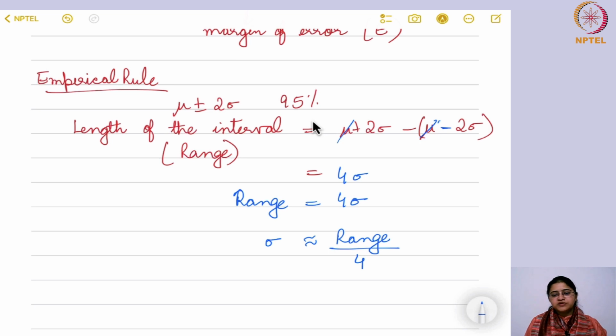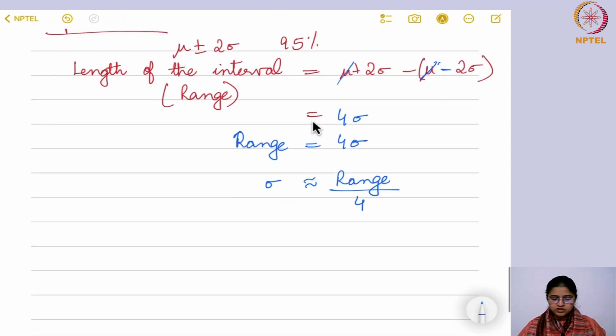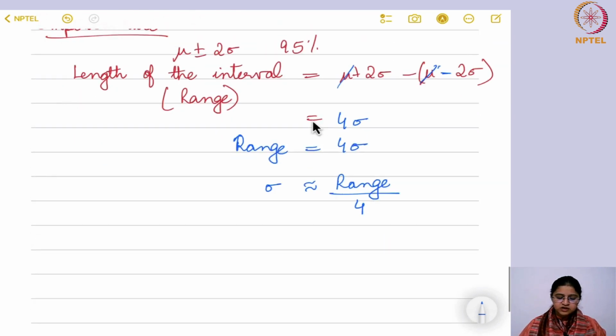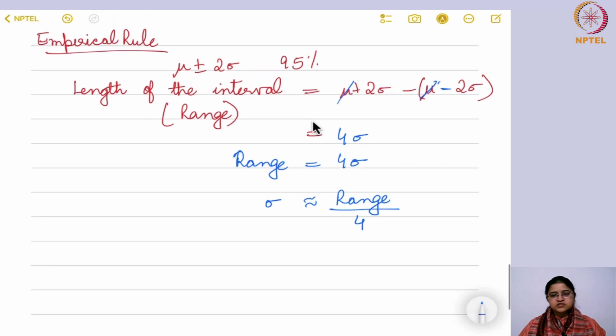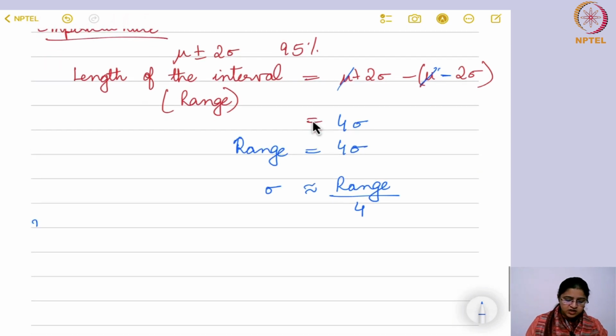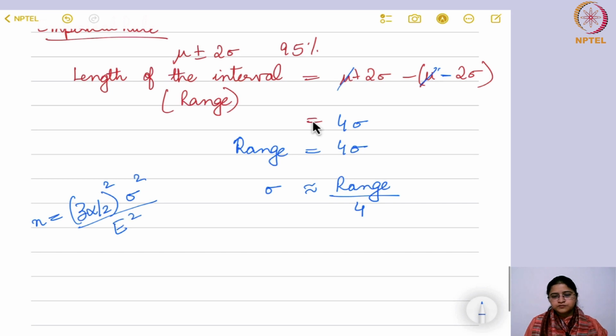So you would be given the range in your data. Based on that, you can divide it by 4 and consider that for sigma, and you can simply substitute in the formula for your sample size. Because in sample size, you would have z alpha by 2, this value would be known to you, and then sigma you will approximate from here, and then e square would be given to you.